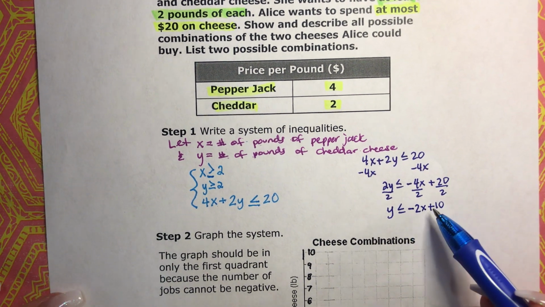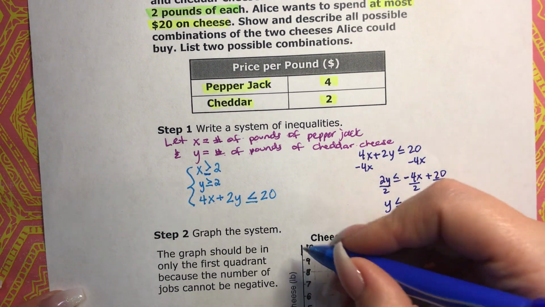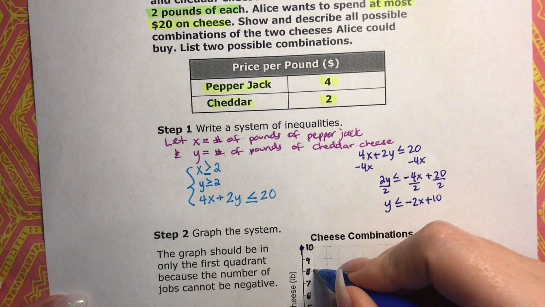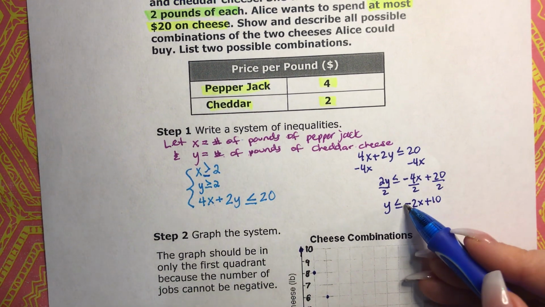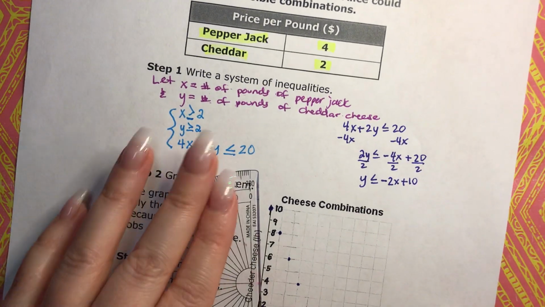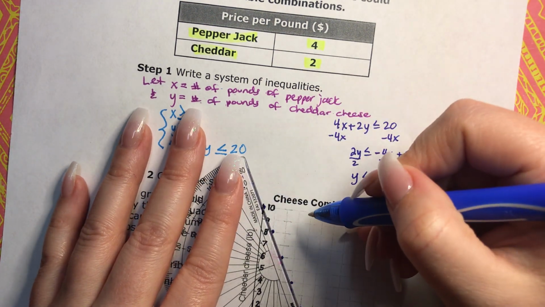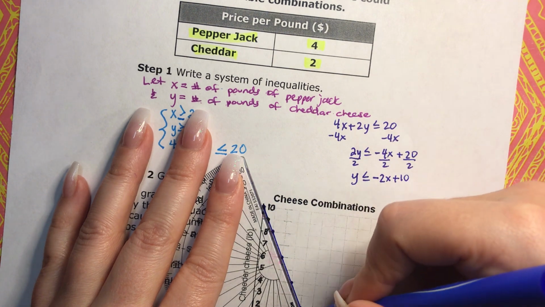I'm going to graph this one first. Okay, we can do it. So the y-intercept is 10 right here. And then down 2 over 1, down 2 over 1, down 2 over 1. Okay, and that's going to be a solid line, right? We got a solid line here.